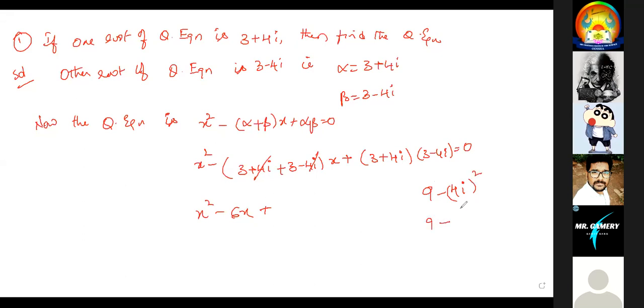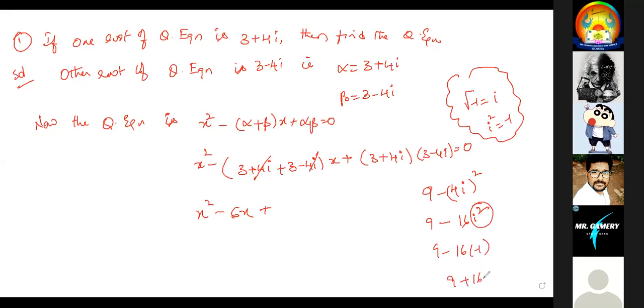That is 9 minus 16 into i square. Now what is the value of i square? Minus 1. i is equal to root of minus 1, then i square is equal to minus 1. That is 9 minus 16 into minus 1, 9 plus 16, it is 25. That is x square minus 6x plus 25 equal to 0.